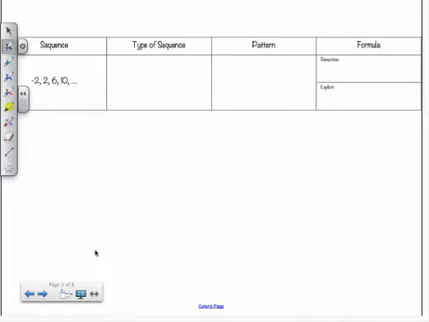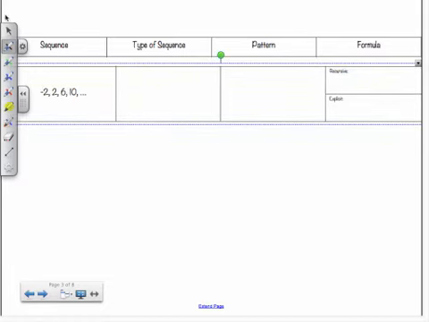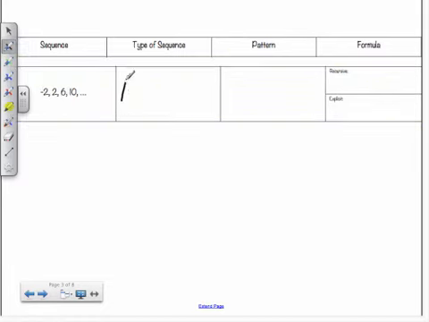So the first sequence that we have goes from -2 to 2 to 6 to 10. So the first thing you have to decide is, is this arithmetic or is this geometric? The way you figure it out is whether or not you are increasing by a common difference or if you're increasing by a common ratio. So to go from -2 to 2, I'm adding 4, 2 to 6, you add 4, 6 to 10, you add 4, which means that I'm adding by a common difference, not multiplying by a common ratio, which makes this sequence arithmetic. All right, so we're going to write down right here that this is arithmetic.